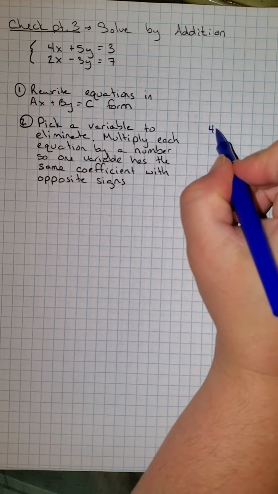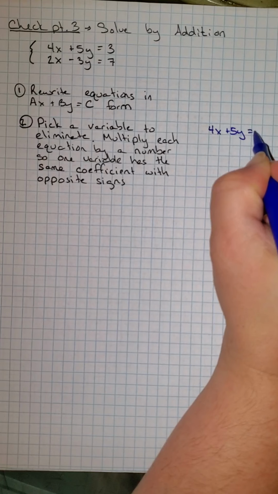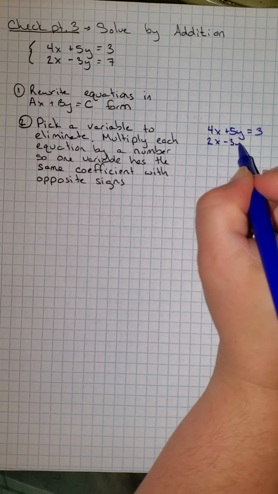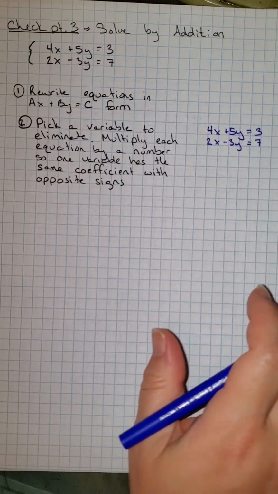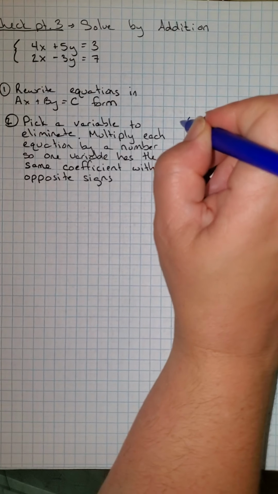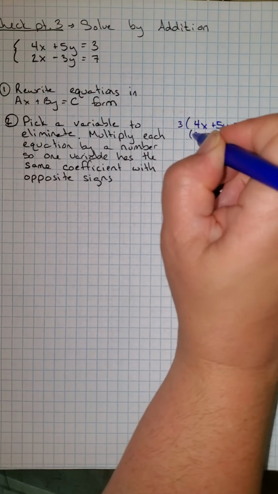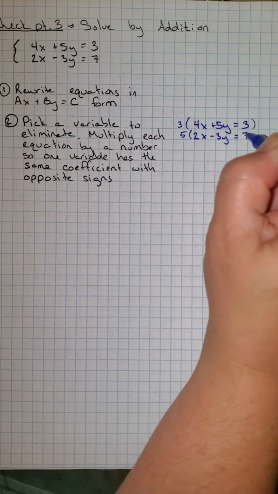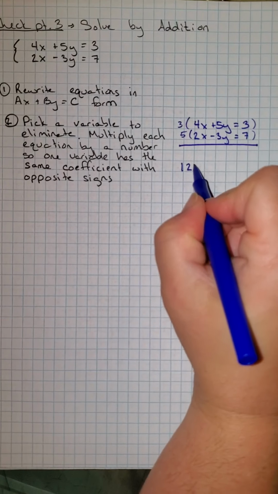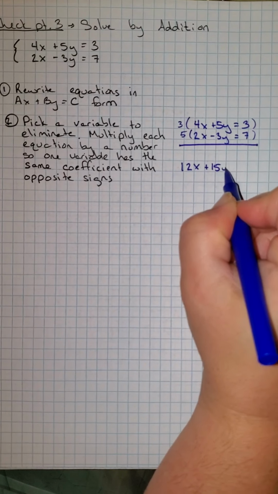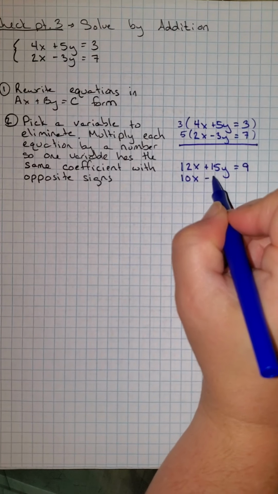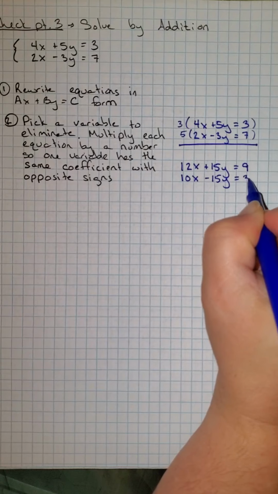So we'll take our 2 equations. I'm going to go ahead and get rid of the y's. I don't like dealing with negatives because I feel like there's too much room for error. So I'm going to multiply this first equation by 3 and multiply this second equation by 5. So I have the 15s. Alright, so we'll have 12x plus 15y equals 9. And then 10x minus 15y equals 35.